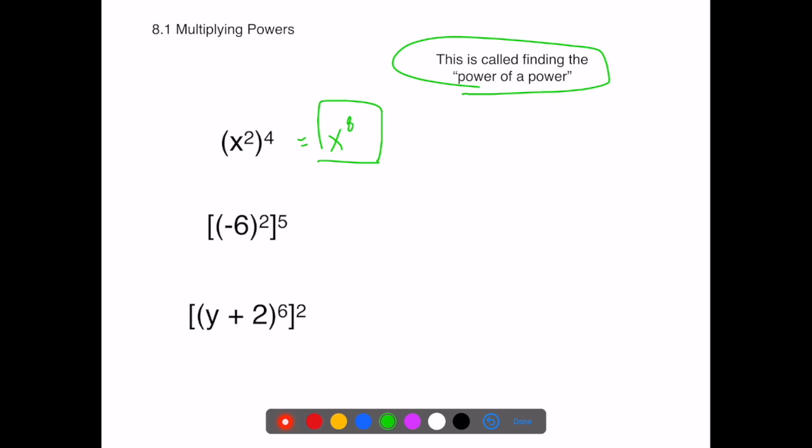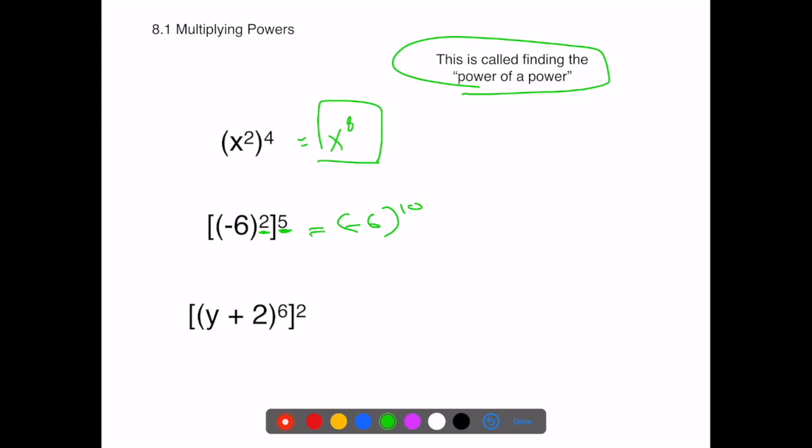All right, next one. We have negative 6 squared to the 5th. That means I'm going to have 5 groups of the negative 6 squared, and I'm going to be multiplying the 5 times the 2. So you have negative 6 to the 10th power. And if you wanted to write that out, you'd have 10 negative 6's that you're multiplying by each other.